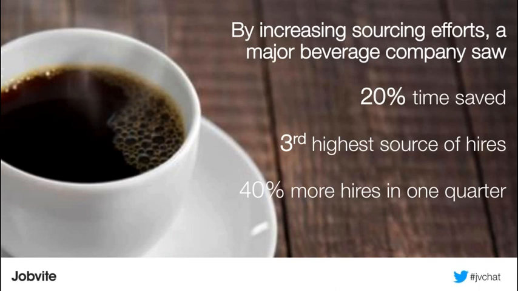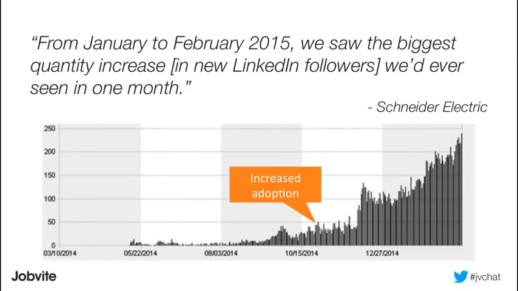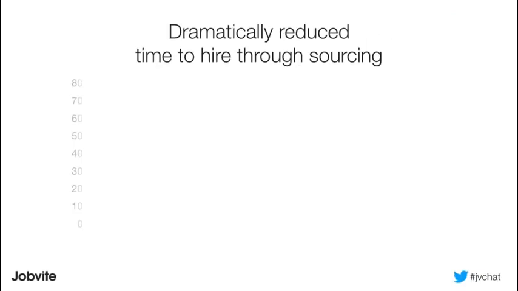This is a large customer of ours, and again, by doing more of the sourcing and talent pools, this major beverage company saw 20% time saved in what they were doing for their day-to-day. It's led to their third highest source of hires, and they had 40% more hires in one quarter than the quarter before. So once you enact this, you can have very strong results, literally quarter by quarter.